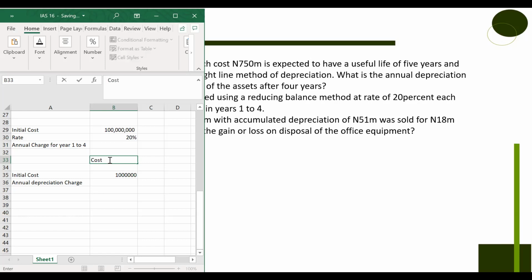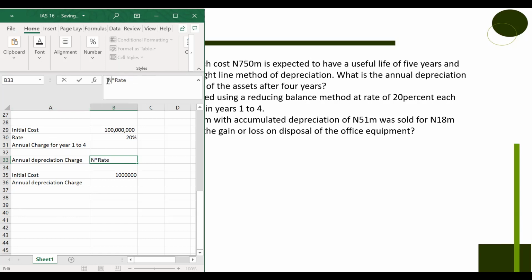Cost times your rate. That's all. Annual depreciation charge is equal to what?